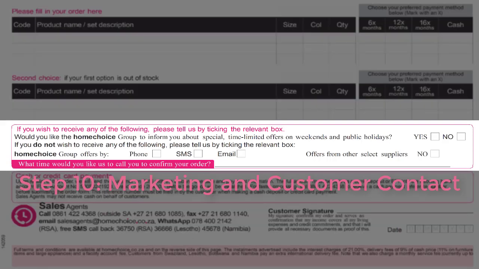By advertising our goods and services, we attract more new customers for you to sell to. Therefore, the customer must indicate by ticking the relevant tick boxes if they want to be informed of specials and time-limited offers on weekends and public holidays, the method of advertisement they prefer, for instance by phone, SMS or email. The customer must also state when they would like to be contacted for these specials and order confirmation in order to ensure that we contact her at a time which is most suitable for her.